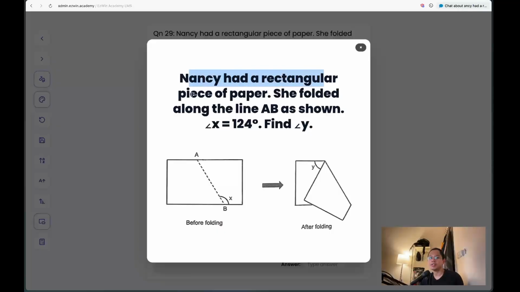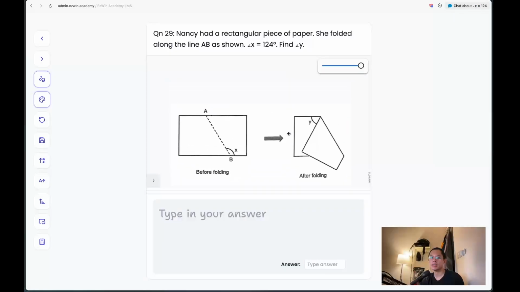Question 9. Nancy had a rectangular piece of paper. She folded along the line AB as shown. X is 124 degrees. Find angle Y.